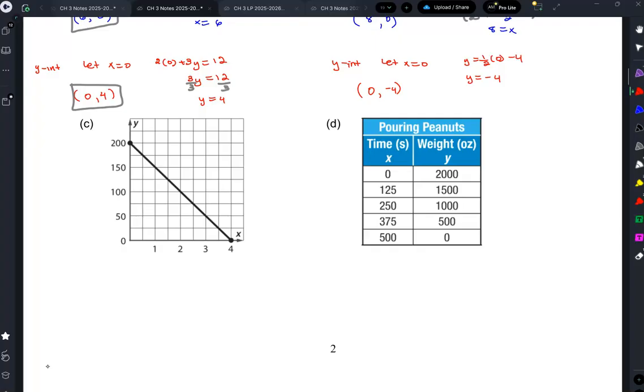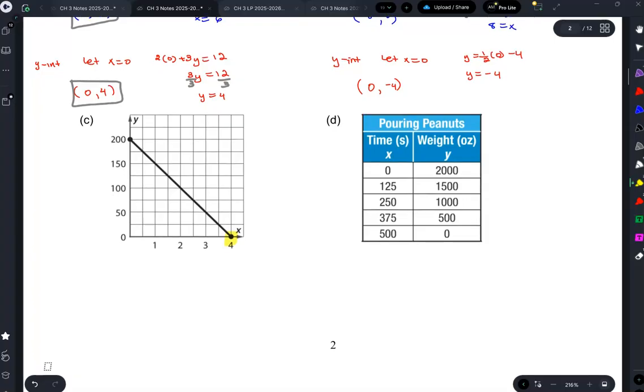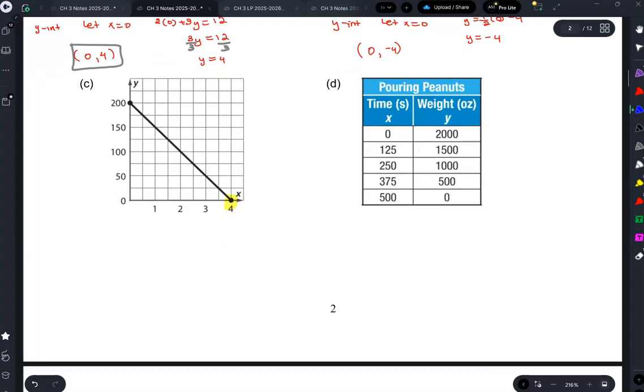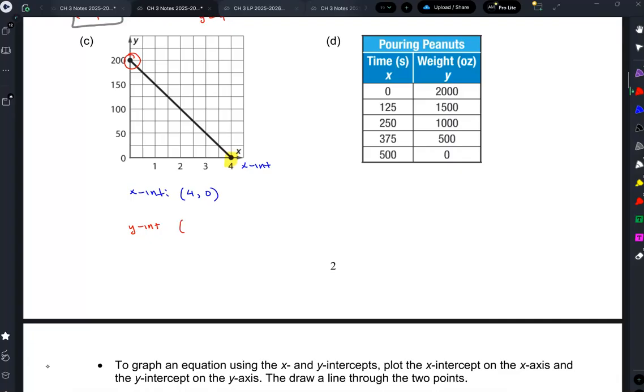Now let's see how you find it when you're given the graph. So remember, the x and the y-intercept are where the graph crosses the x-axis or the y-axis. So this point where the graph crosses the x-axis, this is the x-intercept. And the way in which we write it is we say 4, 0. The y-intercept is where the graph crosses the y-axis, right there. So over there, the y-coordinate is 200, the x-coordinate is 0, and y is 200.